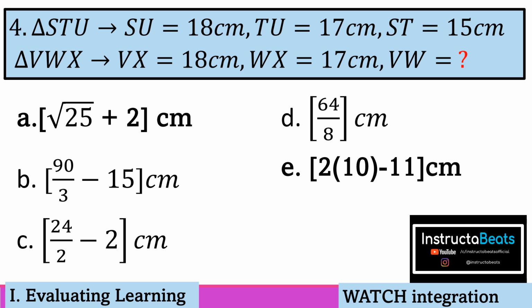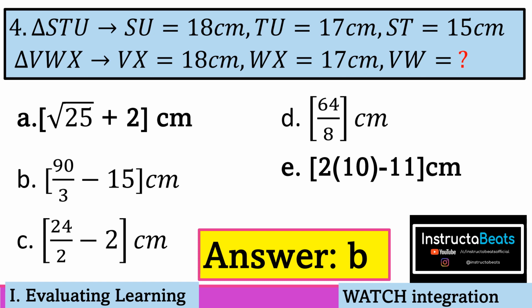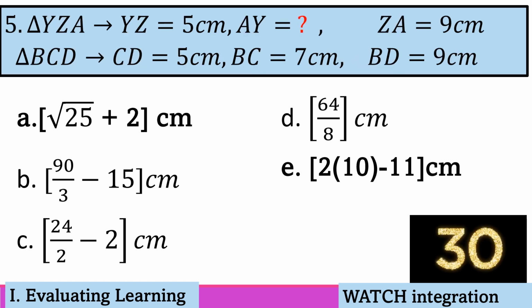Okay, time is up. So, what's the missing measurement? So, we have 15 centimeters. Dapat for side VW because that should correspond to side ST. So, alin dyan ang sagot? We have letter B. Bakit letter B? 90 divided by 3 is 30 minus 15. So, we have 15. So, the answer is letter B. Number 5.